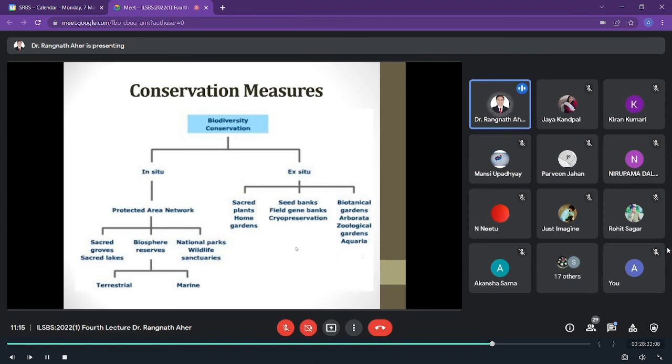Ex situ conservation is again classified into three types: sacred plants, home gardens, seed banks, field gene banks, and cryopreservation; and third, botanical gardens, arboreta, zoological gardens, and aquaria.